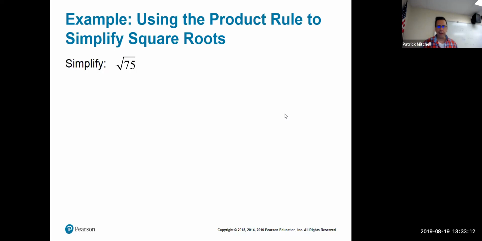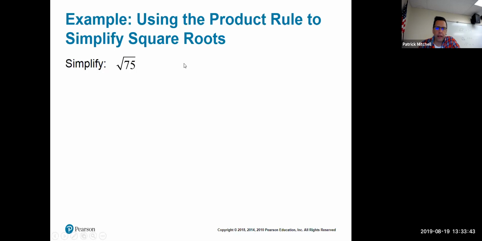Okay, so the first example of using the product rule to simplify a square root, you might remember that when we talked about the distance formula, we had a very similar situation. So the first question I asked myself is, is 75 a perfect square? And it's not. So the next best thing is, does 75 have any perfect square factors? And it does, right? 25 is a factor of 75.